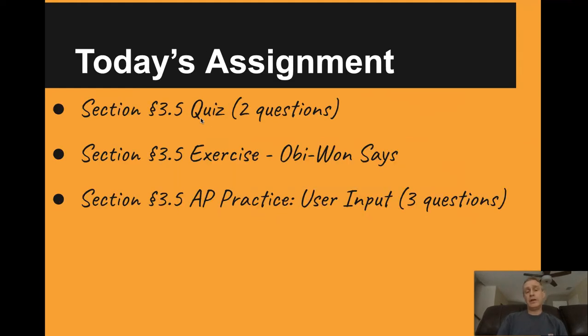So for today, there are two different quizzes. One is a general quiz on the JavaScript programming language, with one exercise to complete, and then a second quiz that practices that AP exam syntax.